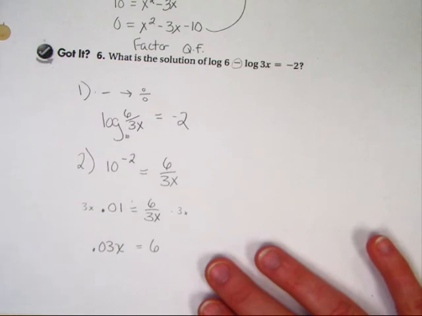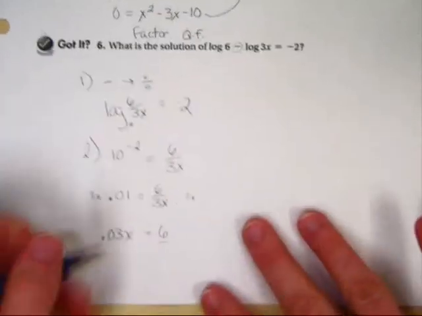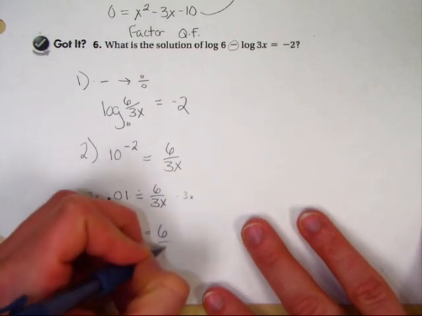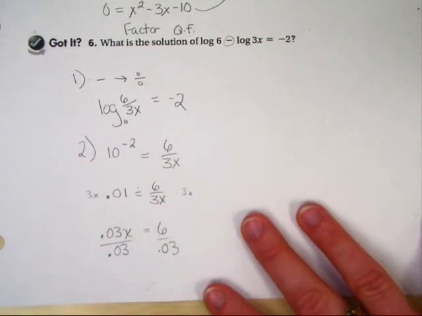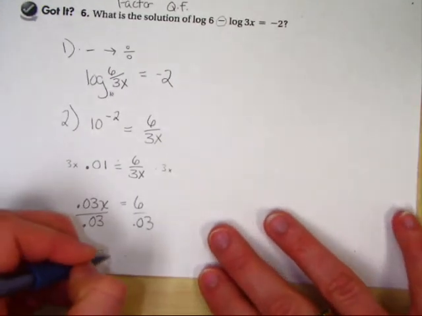Divide both sides by 6. No, I'm sorry, divide both sides by 0.03. Let me make that more confusing. And 6 divided by 0.03 will equal 200.